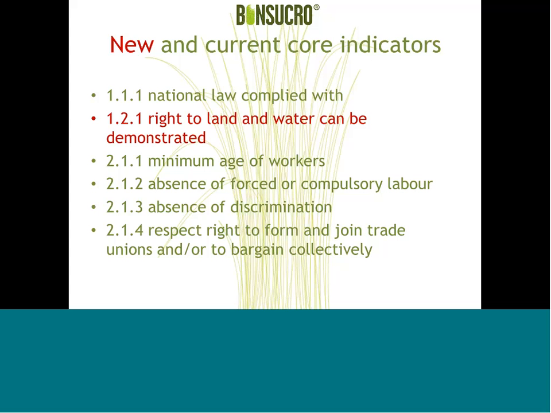As I said, we've added that the right to land and water must be demonstrated. As well, the ILO conventions and the indicators related to the ILO conventions remain core indicators: minimum age of workers, absence of forced or compulsory labor, absence of discrimination, and respect for the right to form and join trade unions and/or to bargain collectively. Those remain core indicators.